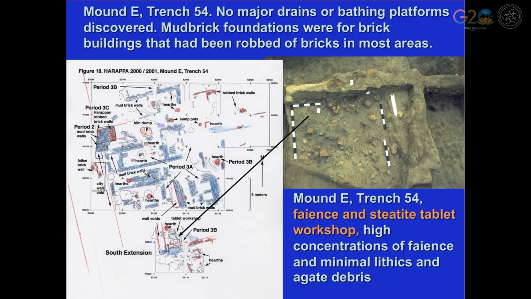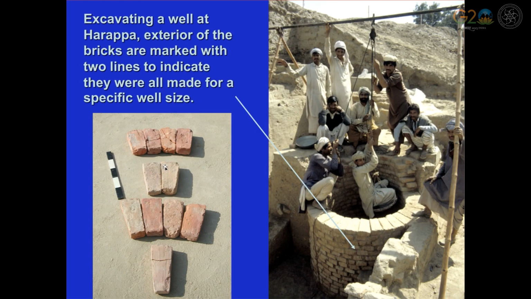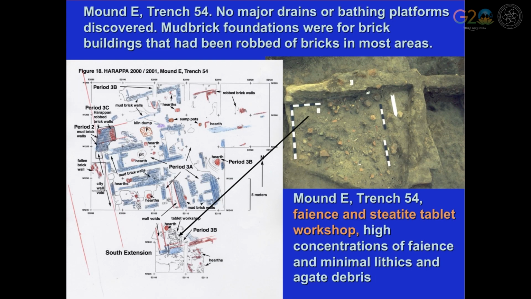In terms of use of drains, we don't have drains in some areas of the city, even during 3A, during the Harappa phase. So this is an area excavated on Mound E with a large street running east-west and houses on both sides. There are sump pots on the street area, but there's no evidence for drains. Now, this area also shows the mud brick foundations that were used for later larger buildings that were built of fired brick. And those fired bricks were all stolen by the brick robbers.